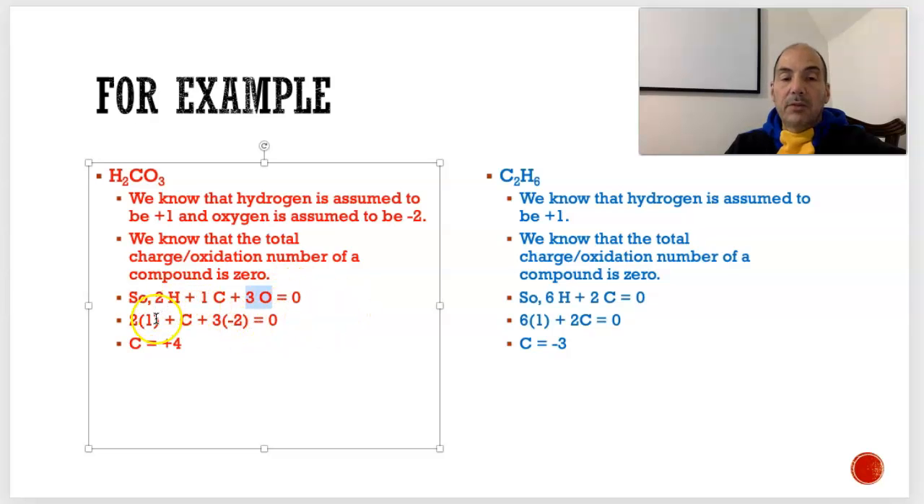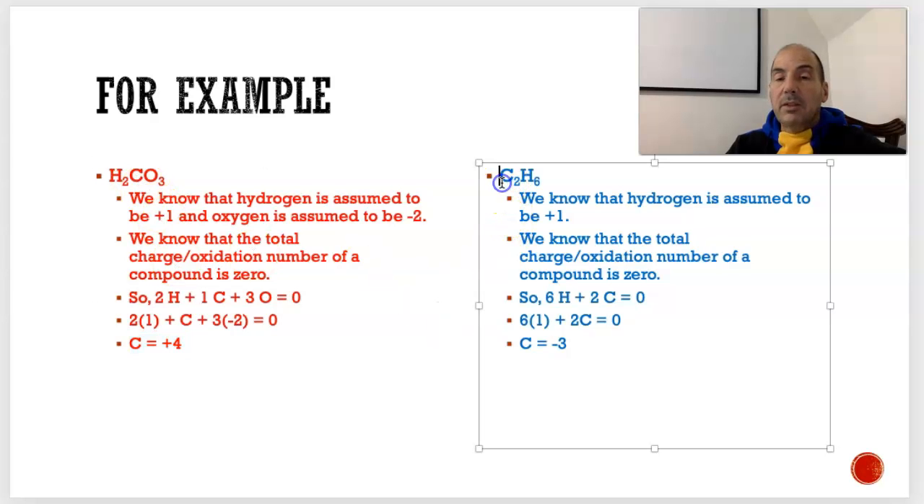Well, we know the hydrogens are +1. We know the 3 oxygens are each -2. So 2 times 1 is 2. 3 times -2 is -6. 2 plus -6 is -4. When I add it to the other side, that tells me that carbon has to be +4 in this compound. So the oxidation number of carbon is +4 here.